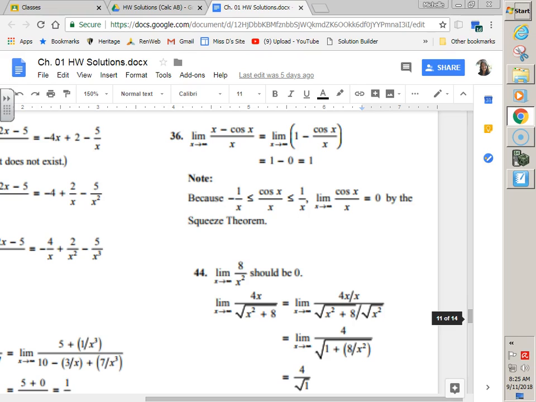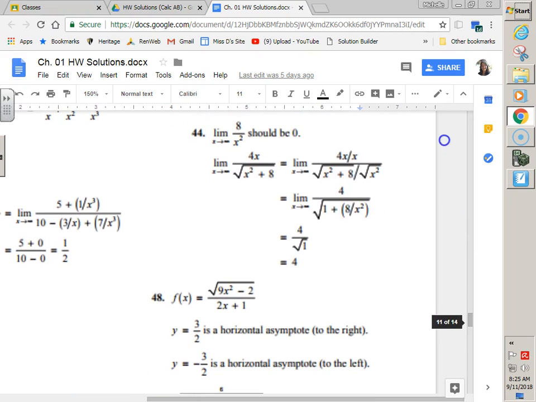Got it. Now, there is this snazzy thing called the squeeze theorem, and BC will talk about it. But long story short, 1. Bottom wins, 0, right?